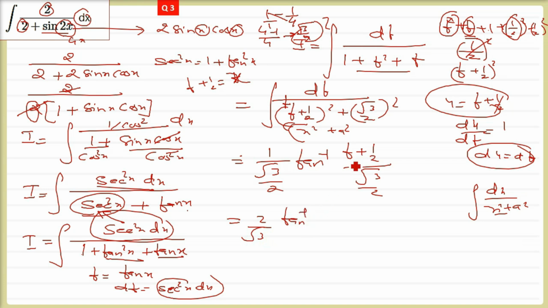Let's solve this first, t plus half. And let's take the LCM now. So (2t plus 1) by 2 divided by root 3 by 2. The 2 gets cancelled, you get (2t plus 1) by root 3.